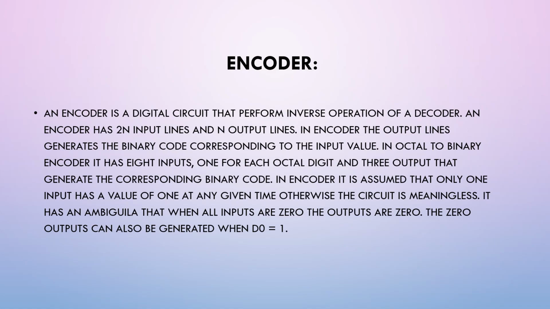In an octal to binary encoder, it has 8 inputs, 1 for each octal digit, and 3 outputs that generate the corresponding binary code. In an encoder, it is assumed that only one input has a value of 1 at any given time, otherwise the circuit is meaningless. It has an ambiguity: when all inputs are 0, the outputs are 0. The 0 outputs can also be generated when D0 equals 1.